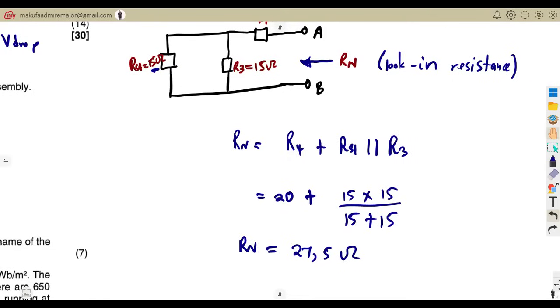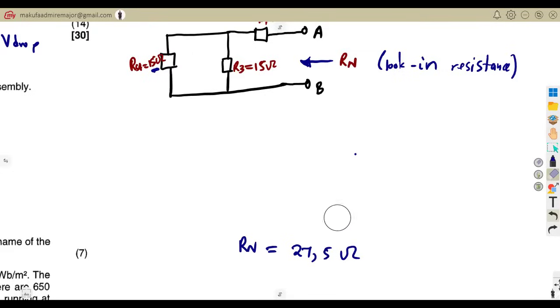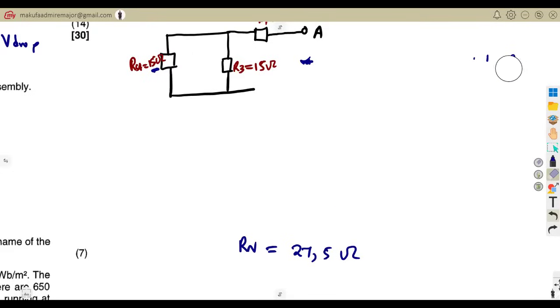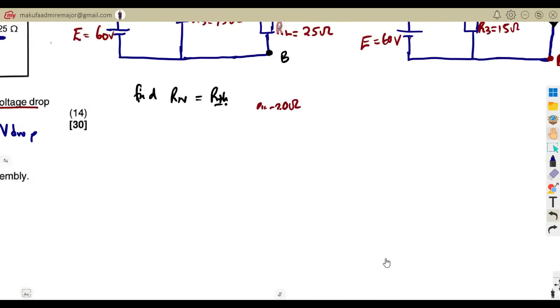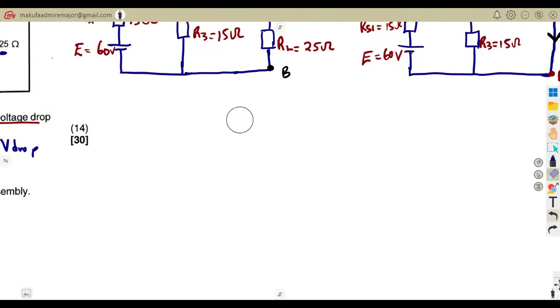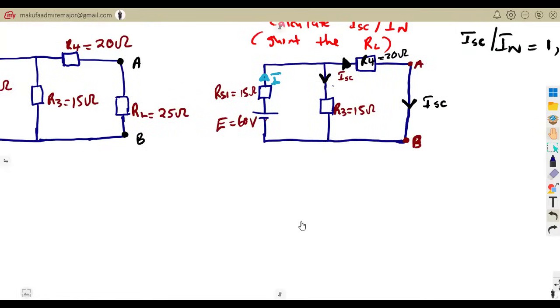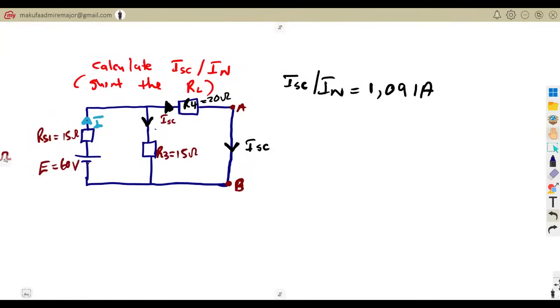But in order for us to understand this, you will need the equivalent circuit diagram. So I'm going to take these values as they are. Do not forget your values, your Rn. So this is what we're going to have. We obtained these values, and also our Rn is given. We calculated this and got 27.5 ohms.